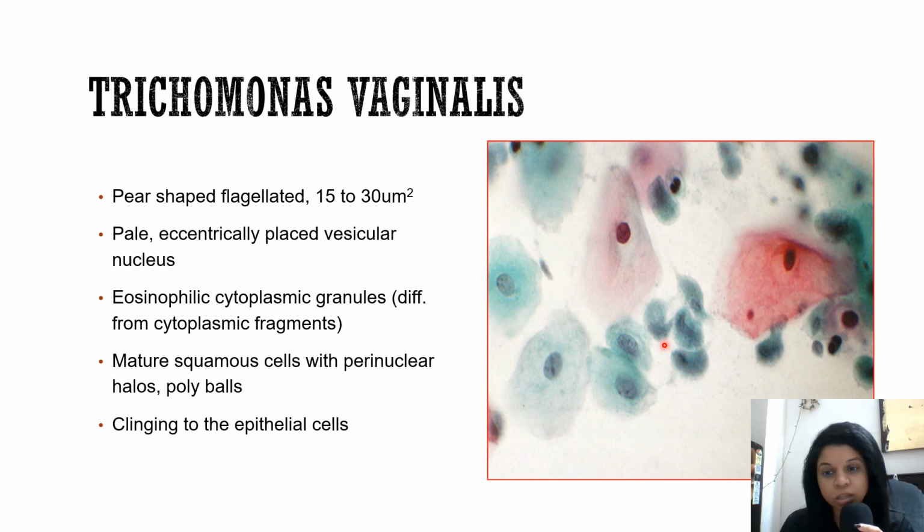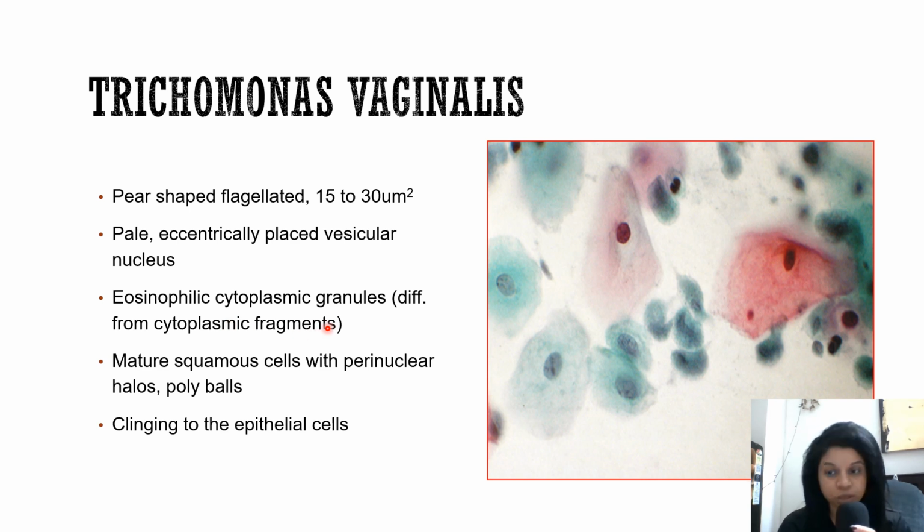Here it might be a little bit bigger. These are cells intermediate to parabasal. This is an intermediate cell, and you can see the nucleus is almost the same size as the Trichomonas. Then you will see pale, eccentrically placed, vesicular nuclei. And then you will see eosinophilic cytoplasmic granules.